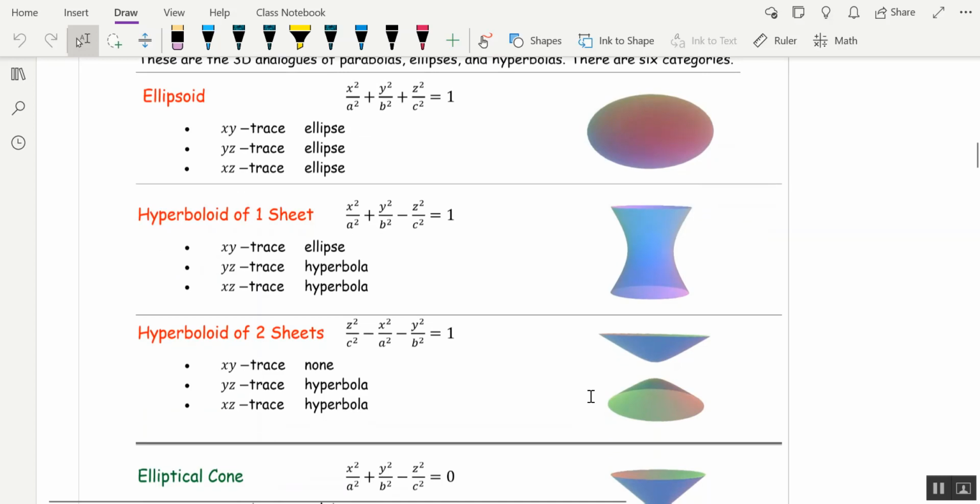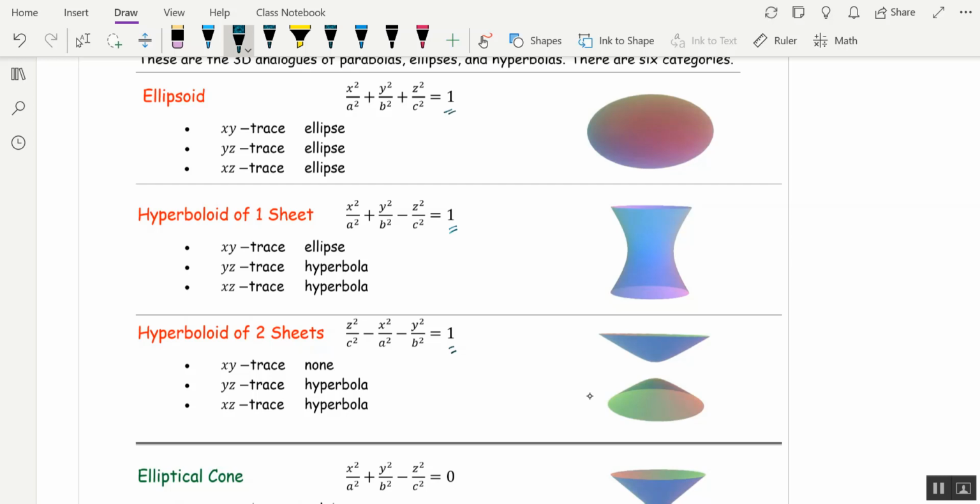So the first 3, ellipsoid, hyperboloid of 1 sheet, and hyperboloid of 2 sheets. Notice in the standard equation, they're each set equal to 1. So that's something they have in common. And what distinguishes between the 3 is the number of minus signs between the quadratic terms.